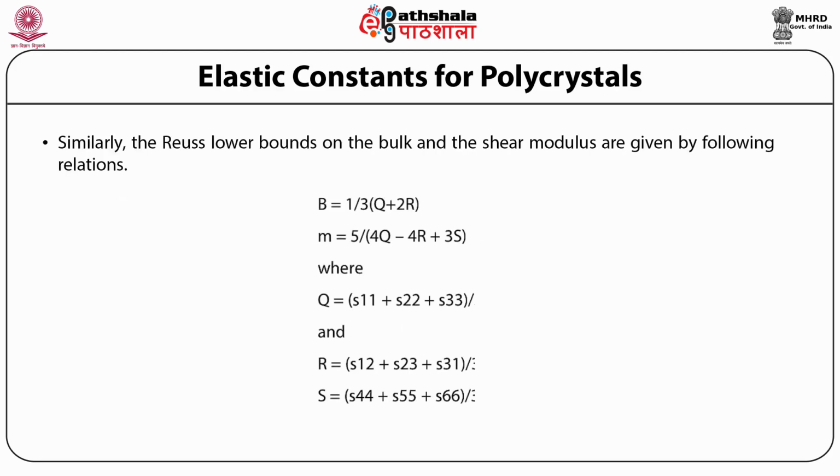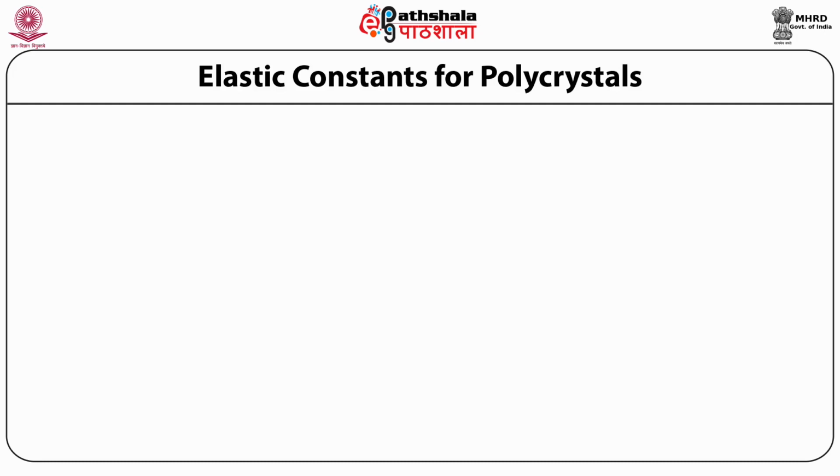So similarly, the Reuss lower bounds on the bulk and the shear modulus are given by the following relations, where B equal to 1 by 3 multiplied by Q plus 2R, mu equal to 5 by 4Q minus 4R plus 3S, where Q, R and S are given by these relations. Elastic constants for polycrystals continued.